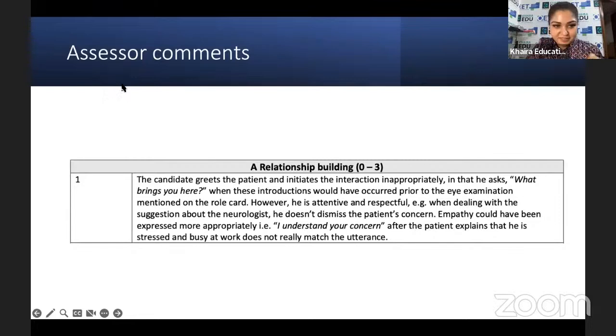Now, I have taken the liberty of sharing some examiner comments with you. And in the classes that we have after this also, I will pick up real candidate examples and share the examiner comments with you, so you understand how marking is done, how you are graded on your performance. So see, on this introduction, what do the examiner comments say? The candidate greets the patient and initiates the interaction inappropriately. Okay, so this is a part of relationship building criteria. Obviously, there are 4 things in relationship building also. So this is not the sole criteria on which 1 mark is given, but you are being judged on how you initiate the interaction.